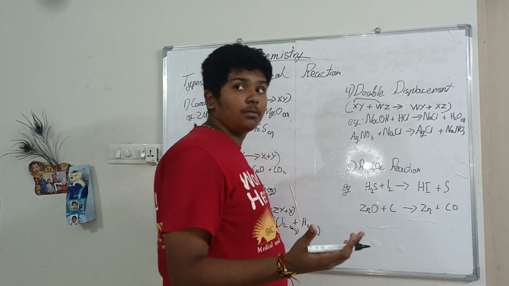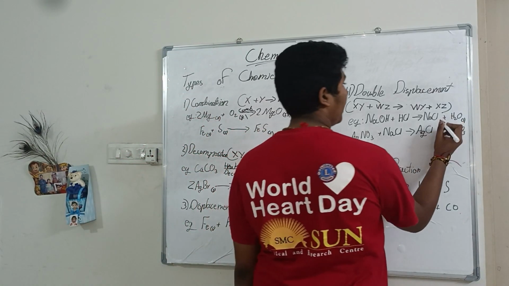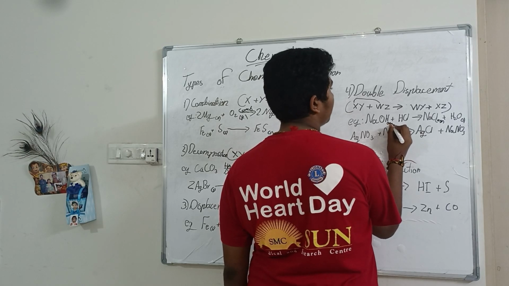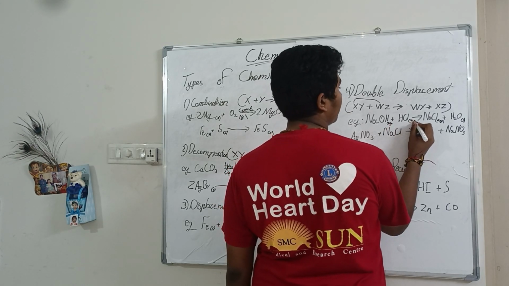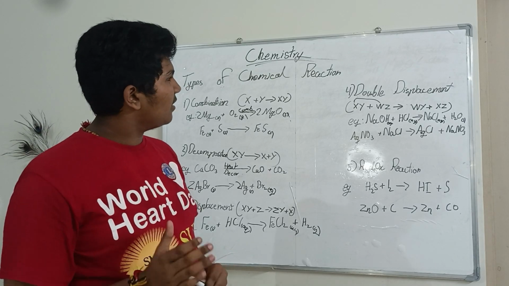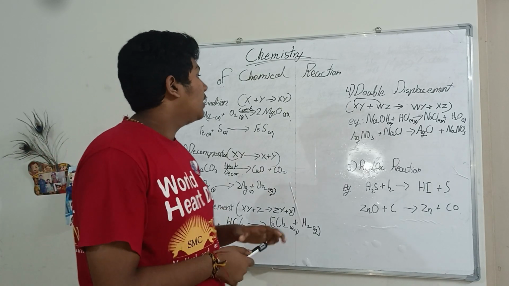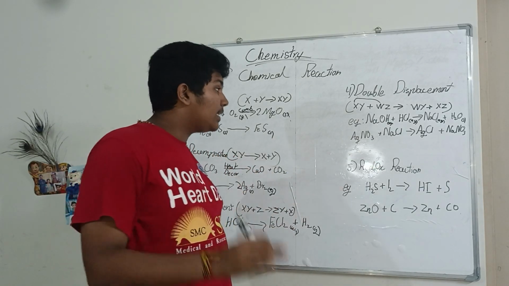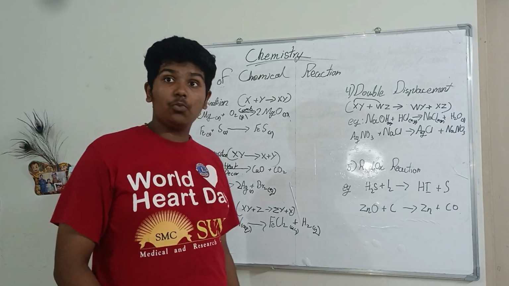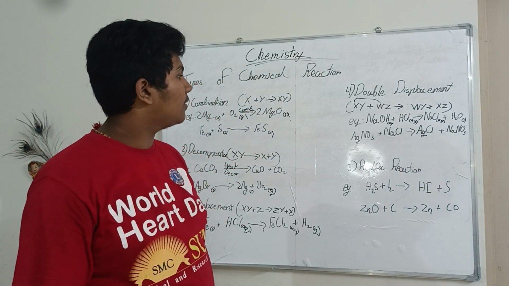NaCl will be what? Aqueous, right? So here will be aqueous. NaOH also will be aqueous, and here also aqueous, right? Should I balance everything? No, no. All looks the same. Now next example is this AgNO3 plus NaCl gives you AgCl plus NaNO3.